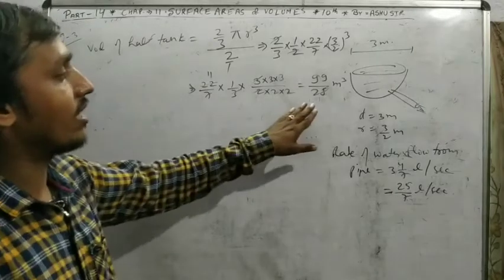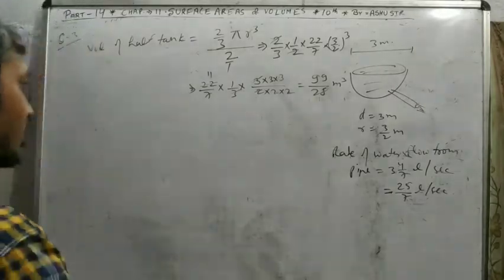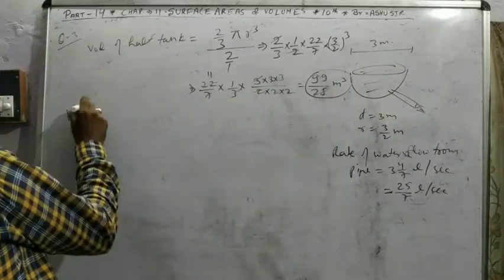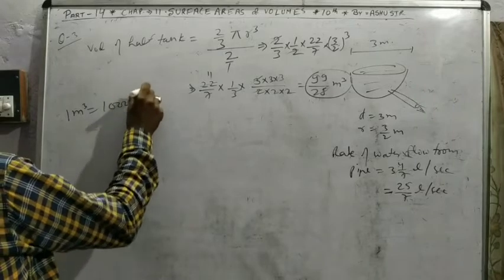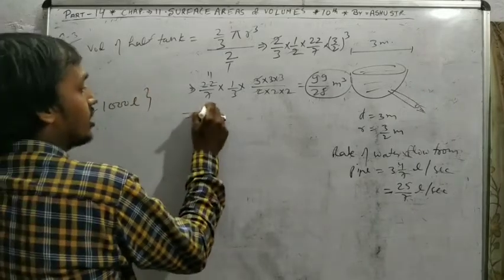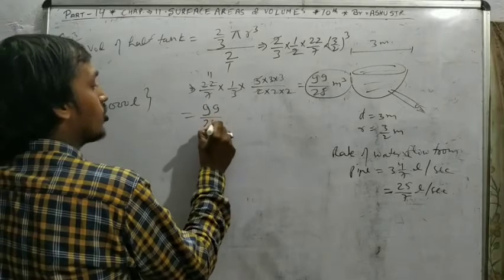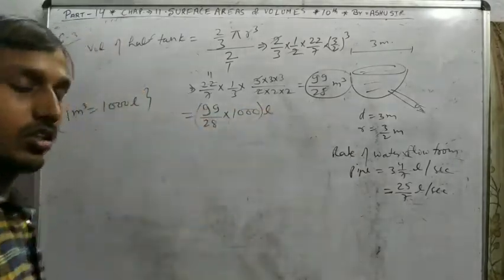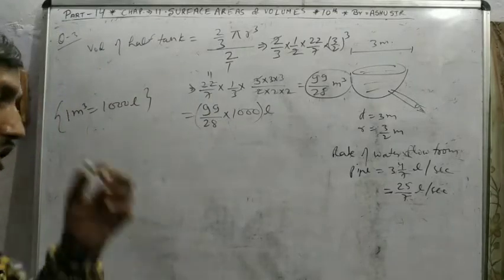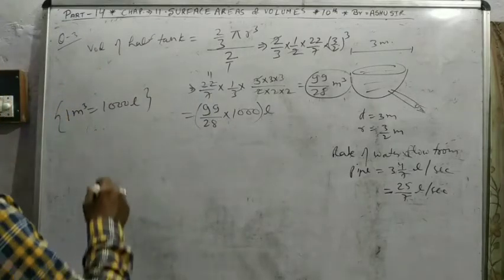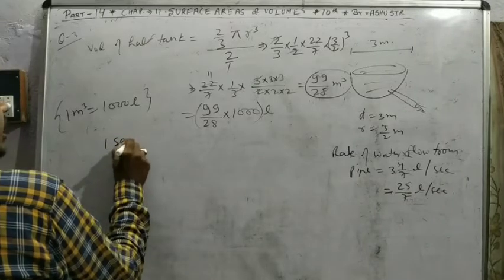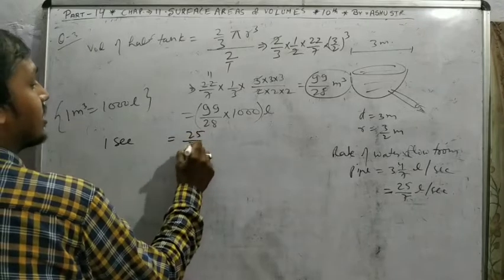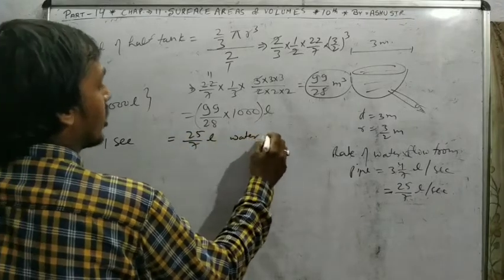So how much time will this take? If I say this water is how many liters, you know 1 meter cube is equal to 1000 liter. That is 99 upon 28 into 1000 liter, which means we convert the capacity into liters. You say 1 second is equal to 25 by 7 liter of water.